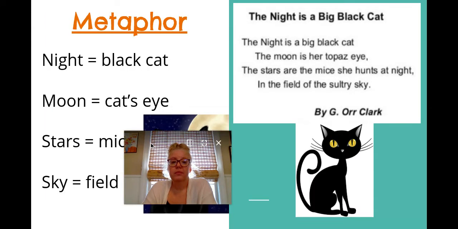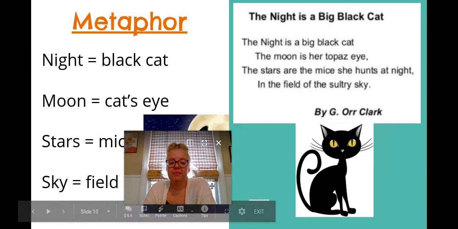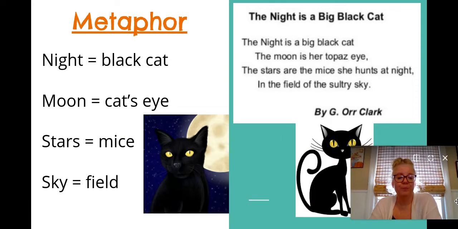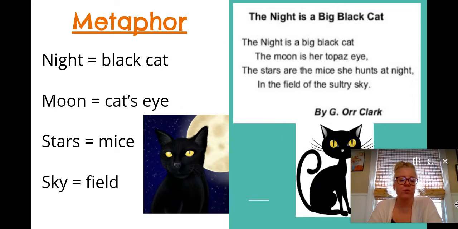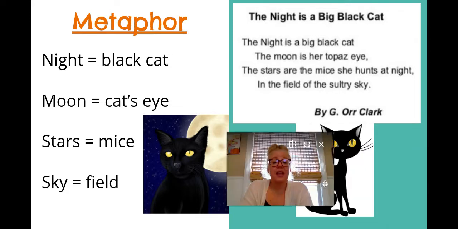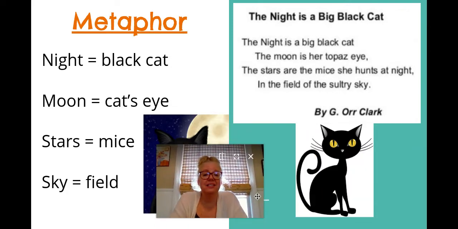Now this poem, it's a cute little poem. See if you can spot the metaphor in this poem. The night is a big black cat. The moon is her topaz eye. The stars are the mice she hunts at night in the field of the sultry sky.